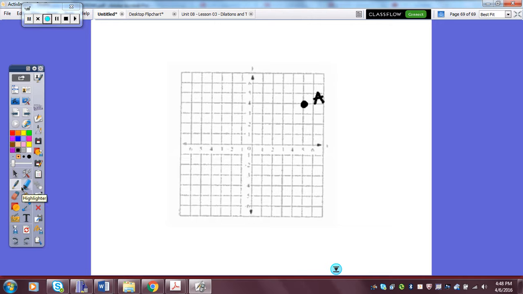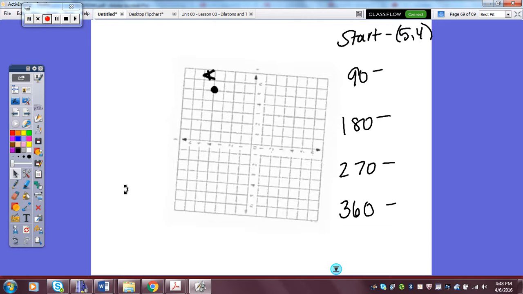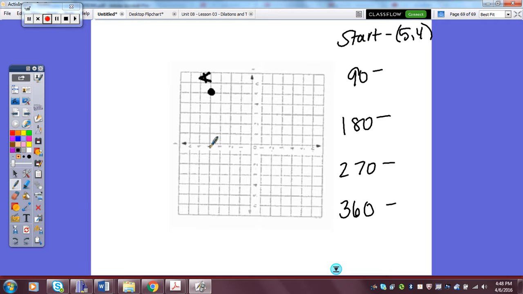So I'm going to come over here and I'm going to write 90, 180, 270, and 360, okay? So we're going to start. We start at the value 5, 4, okay? I'm going to spin this object 90 degrees. And we're going to write down that ordered pair right there. This ordered pair is negative 4, 5. All right. So I want to determine a relationship between where I started and my 90-degree angle. Notice I took my x and y value and I flipped it, and then my x value became negative.